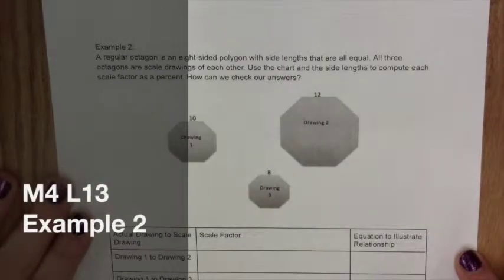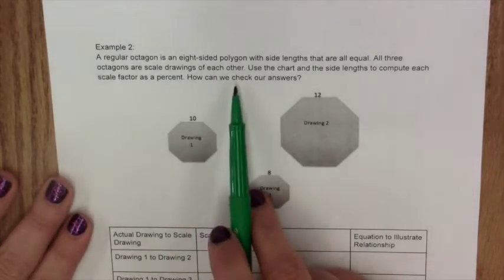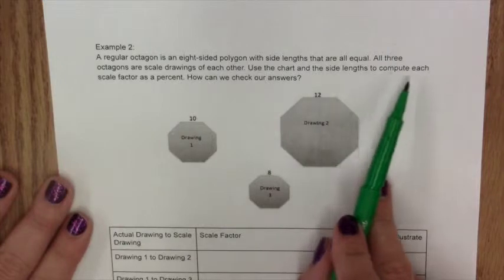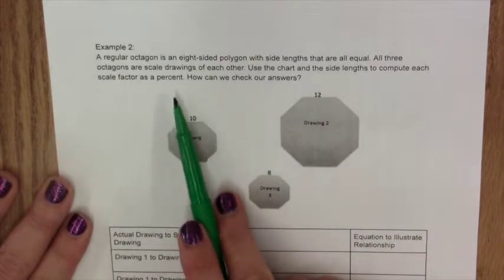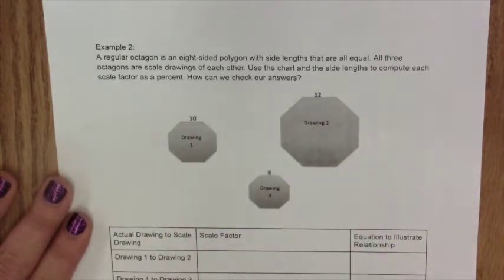Example 2. A regular octagon is an 8-sided polygon with side lengths that are all equal. All 3 octagons are scale drawings of each other. Use the chart and the side lengths to compute each scale factor as a percent. How can we check our answers?